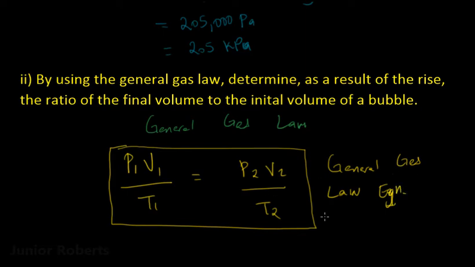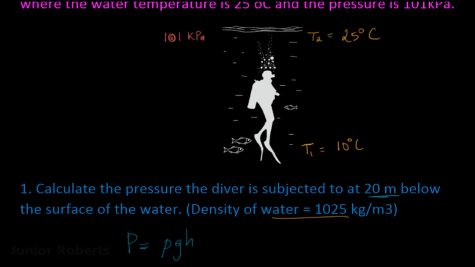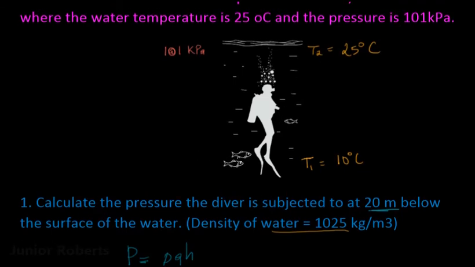Right, so we're going to utilize this to help us to solve our question. Now, again, the question wants us to find the ratio of the initial volume to the final volume. So let's look back at the question here. What we're saying is that the diver, while he's at 20 meters below the surface, will, let us say, release a bubble from his air system, and then that bubble will travel up to the surface.